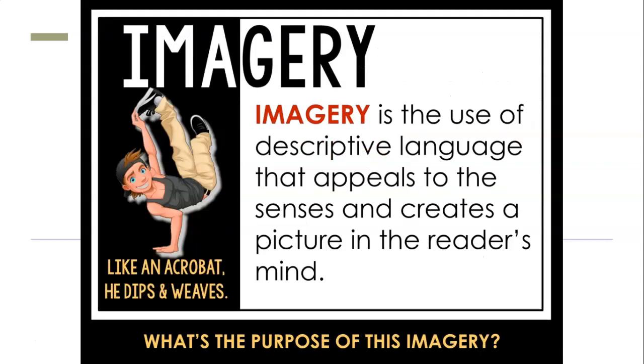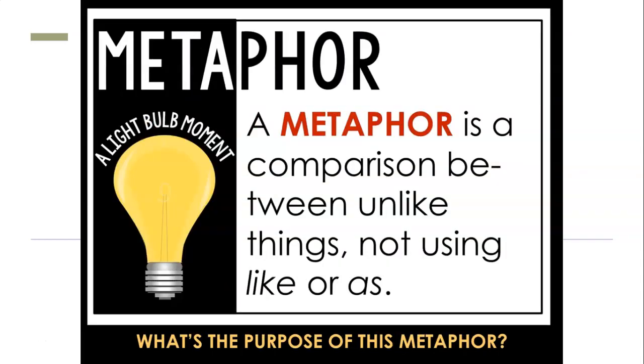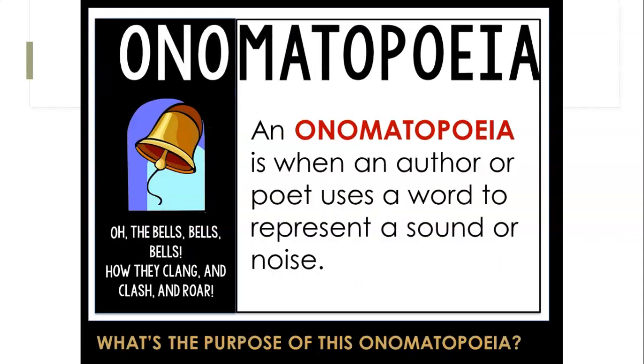Imagery is descriptive language that appeals to our five senses. Irony is the use of words that have an opposite meaning, and that opposite meaning tells us something. So, she's as friendly as a rattlesnake. Metaphor is a comparison between unlike things, not using the words like or as. Onomatopoeia is a sound word.